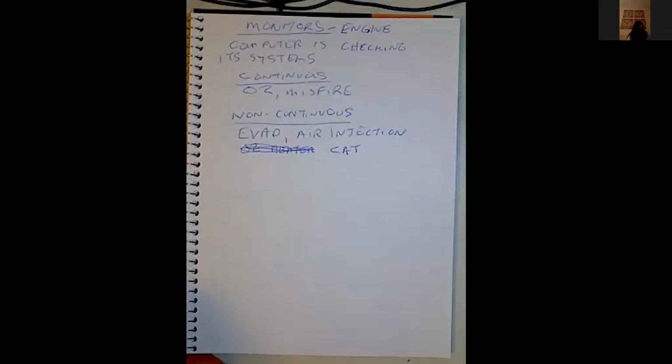Now, here's the thing. The continuous monitors, no matter what you're doing, going uphill, going downhill, going fast, going slow, idle, or 6,000 RPM, are always running. But the non-continuous monitors are not. And that's a problem because, especially on the 99 Suburban, it's super finicky. That means you have to have certain things going on in order for it to run the monitor.